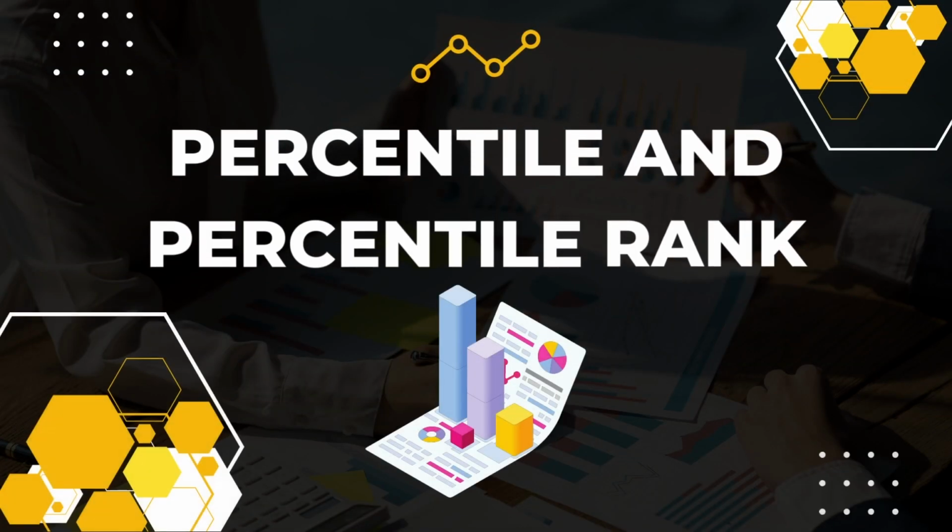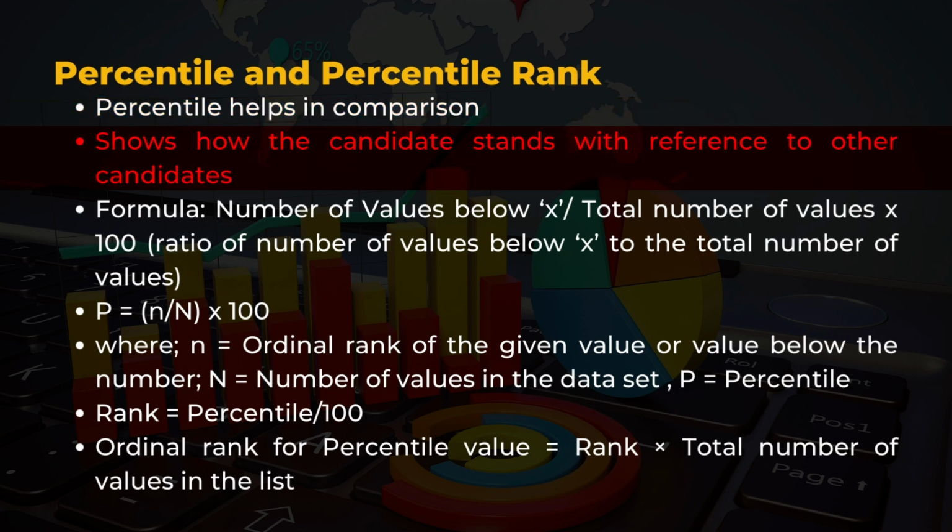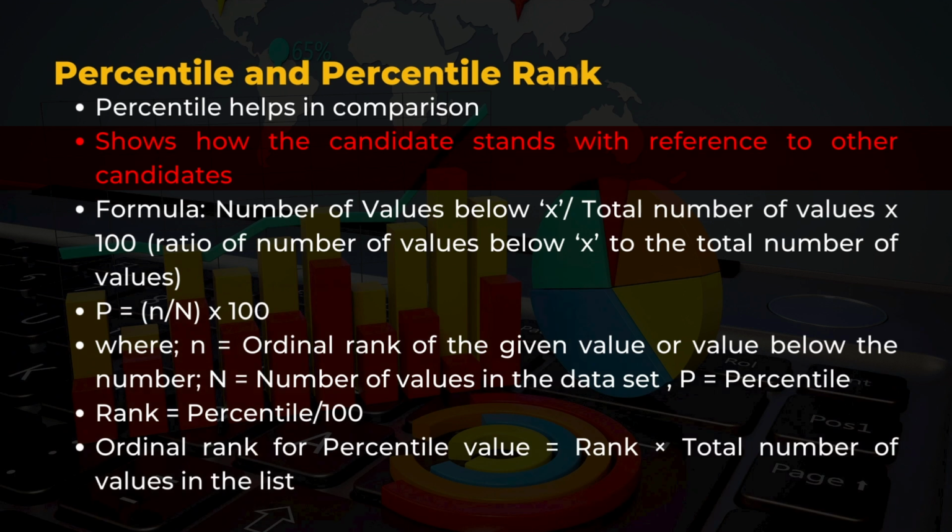Before we go on to the graphical representation of data, I would like to summarize percentile and percentile rank, which we discussed in the last session. Percentile helps in comparison, and you must have come across the word percentile many times. However, you should not confuse it with percentage. It shows how an individual stands with reference to other candidates. For example, in many competitive exams, we get to know about the percentile and the percentile rank. A 99 percentile does not mean a percentage.